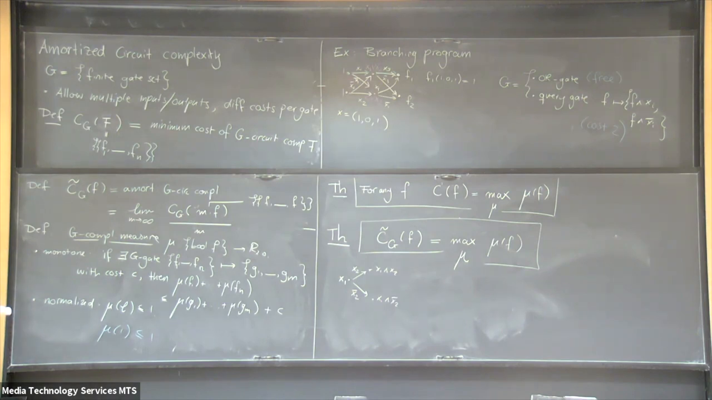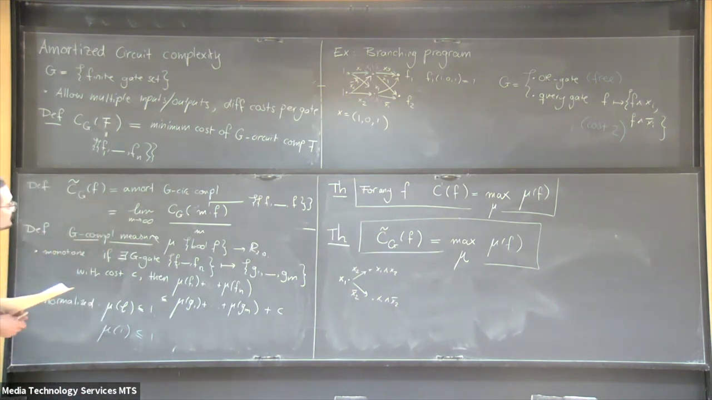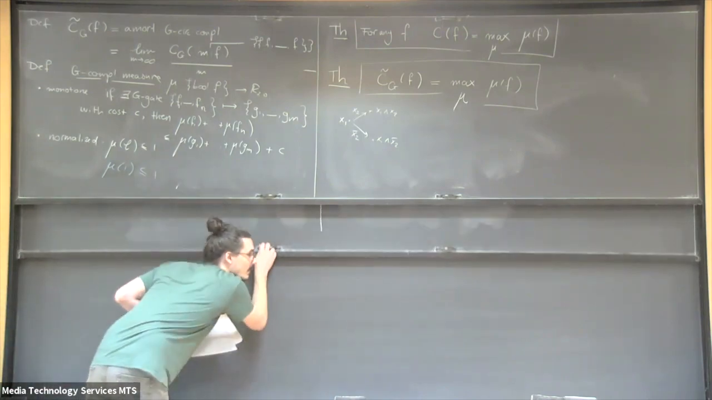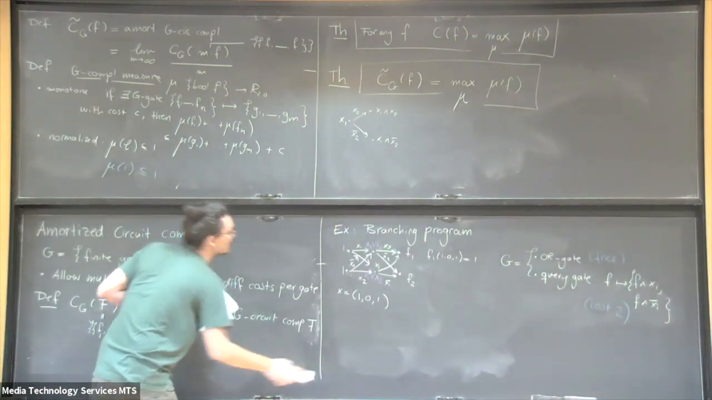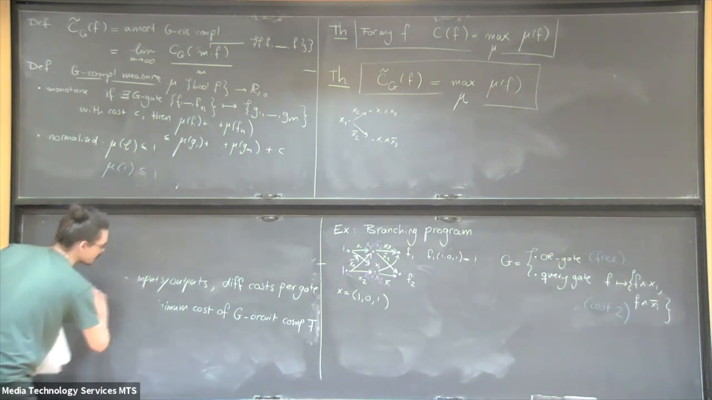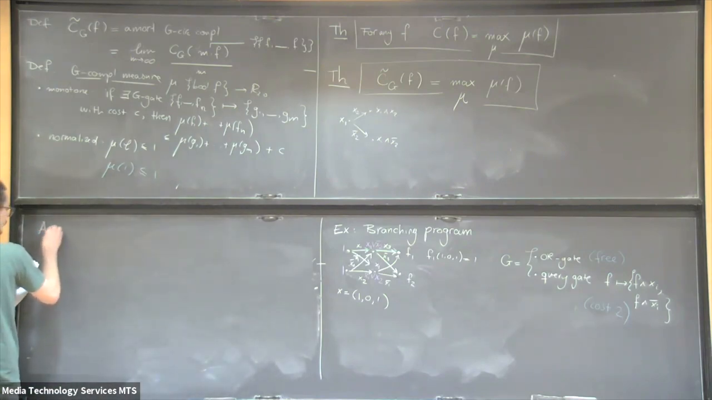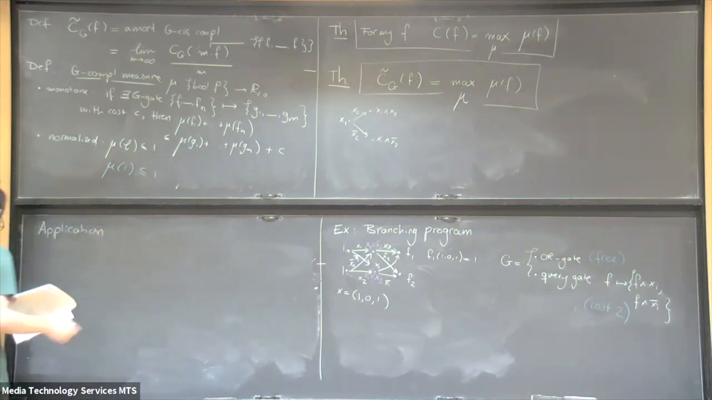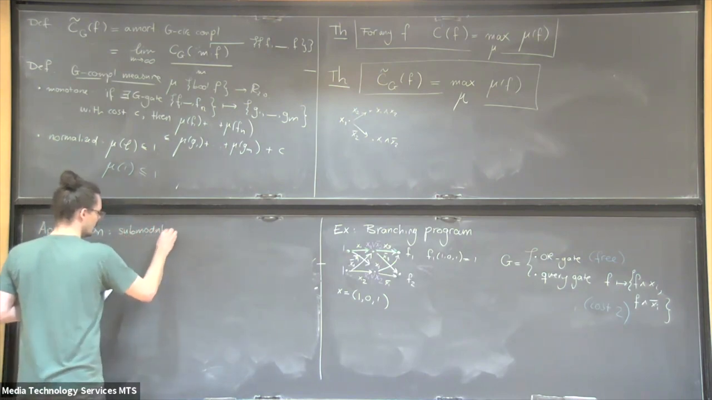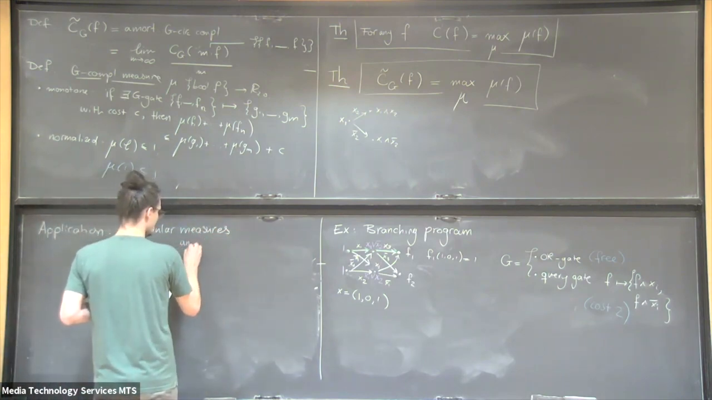Okay, I want to do one application and then we're doing a break. Maybe there are more questions. Let's talk about this first application of this, which has to do with some other measures and a model of computation called comparator circuits.